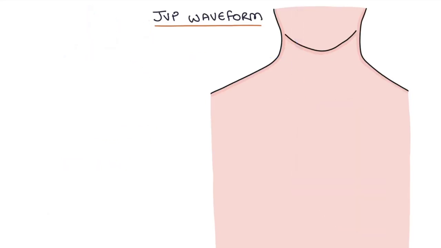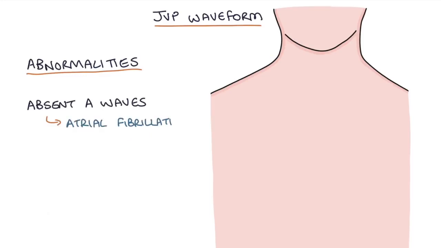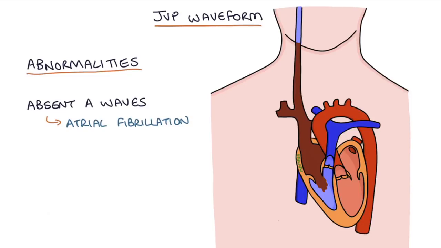Finally, I want to go through some simple abnormalities that you might see with a JVP. A waves will disappear with atrial fibrillation because the right atrium is not contracting in a coordinated way. And remember that the coordinated atrial contraction is what causes the A waves, so this makes a lot of sense.